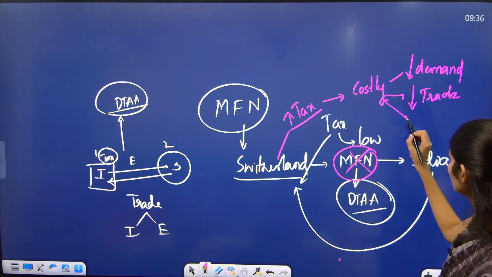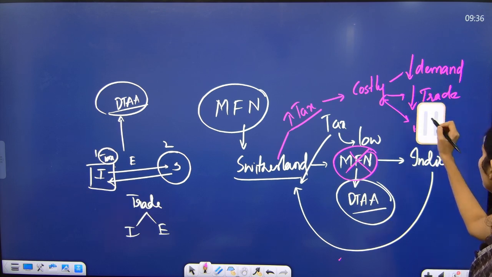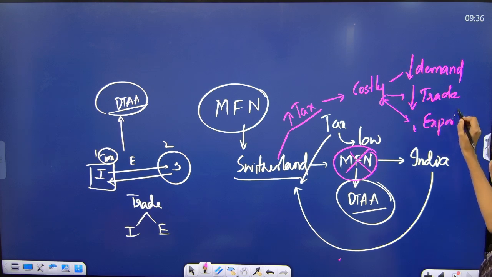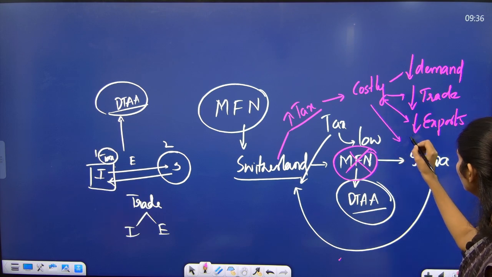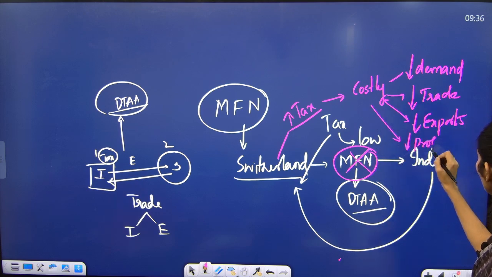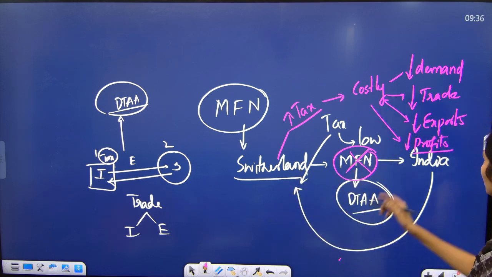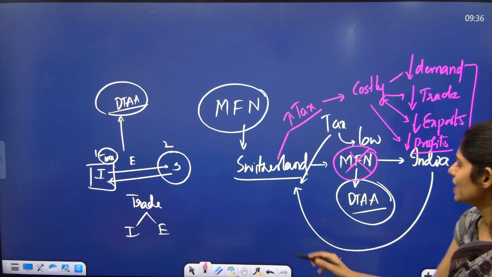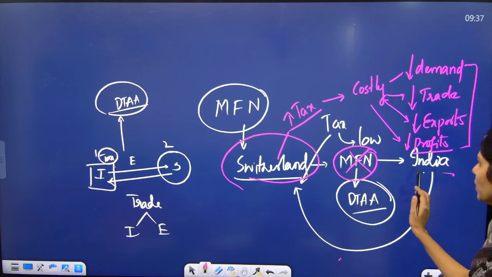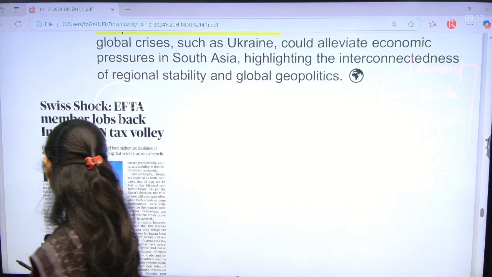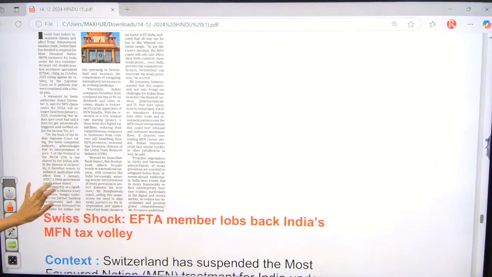And next, it will decrease our exports to Switzerland. And there will also be a decrease of profits for Indian entities who are working in Switzerland now. So these will be the impacts of the present decision of Switzerland of removing this most favored nation status for India. Clear? Okay, so this topic is important from your economy point of view, which comes under GS paper 3.